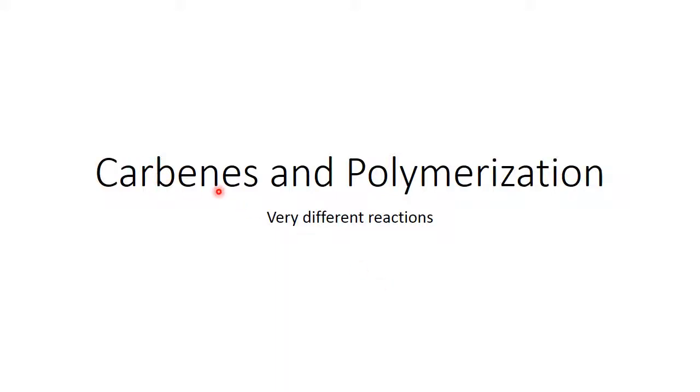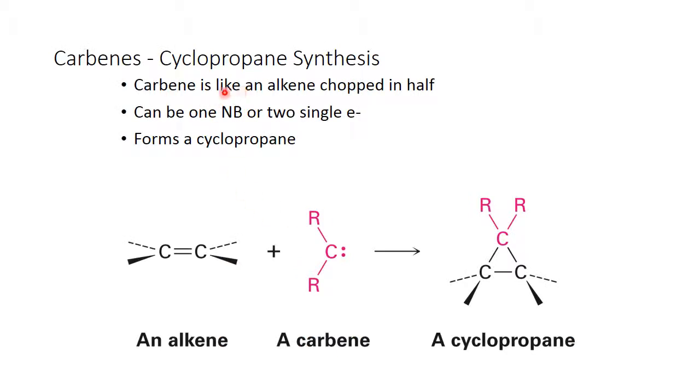In this online lecture, we're going to be looking at carbenes and polymerization. In most of the other previous lectures, we've looked at related reactions, but in this one, we're going to be looking at carbenes, which form cyclopropanes, and polymerization, which forms long chains of molecules. Carbenes are a highly reactive species that form cyclopropanes.